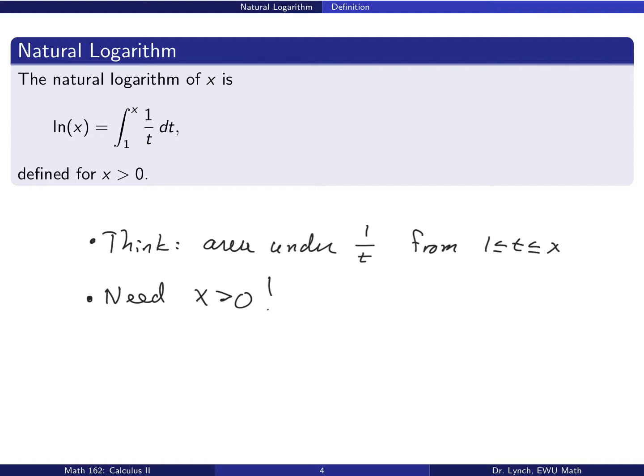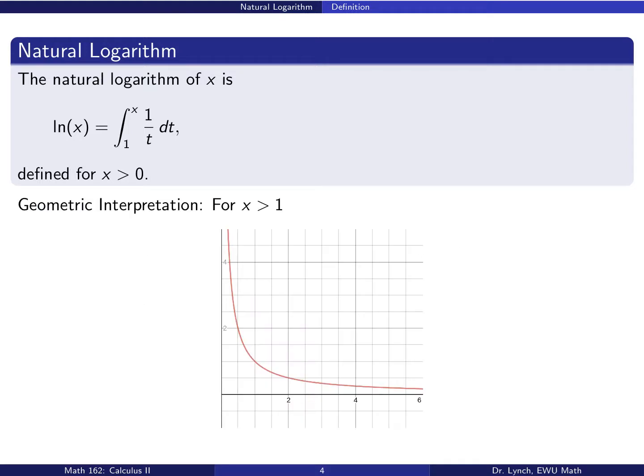and certainly we need x greater than 0 because 1 over t is discontinuous at 0, so we don't want to pass through that point. So in particular, when x is greater than 1, like over here, I'll choose the x value to be nearby 4, the log of x, or the natural log of x, is given by this area.